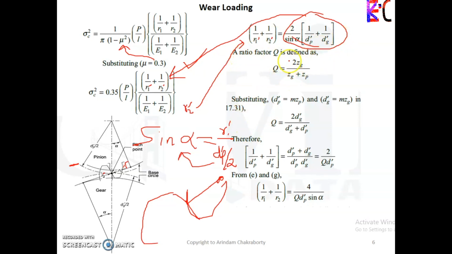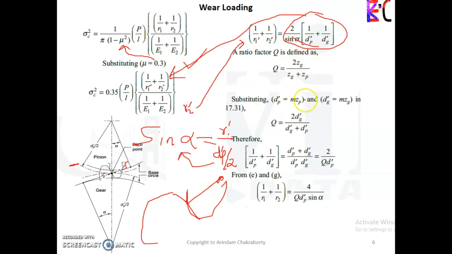Now we are coming to a factor called the ratio factor. Why? Because we are representing it as a ratio. The ratio factor has a major dependency on how it works. Let us consider the ratio factor Q equals 2ZG by ZG plus ZP, where Z is the number of teeth, ZG being the number of teeth of the gear plus the number of teeth of the pinion.